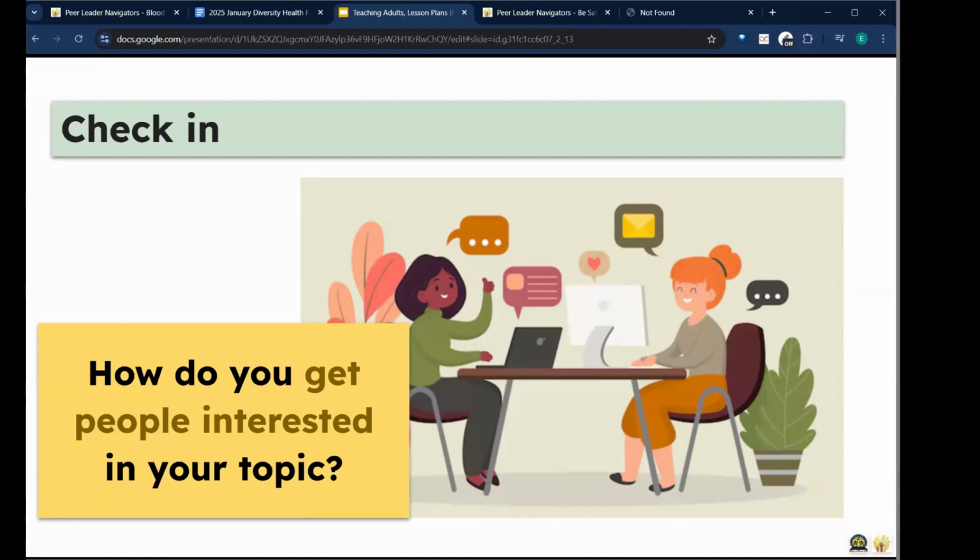Another way could be to talk to them friendly. Yeah, talk to them friendly, welcome them with a nice smile, or ask them, what do you know about this topic? So let them talk first and then start with the teaching. That could be a good way to start or to get them to hook into the topic. Very good. Yes, thank you.